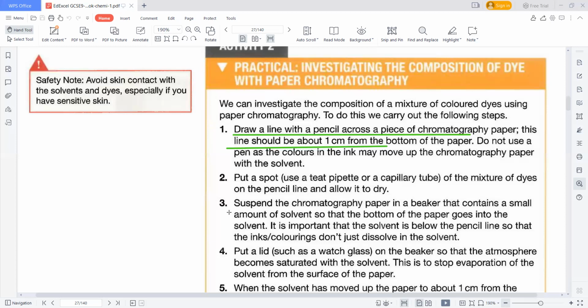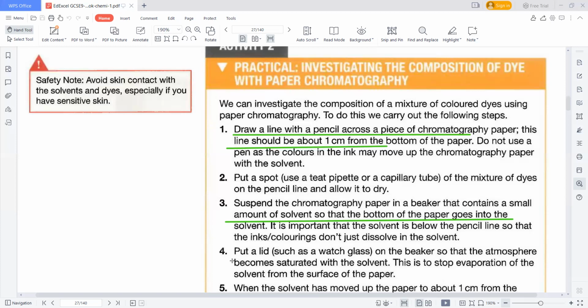Now suspend the chromatography paper in a beaker that contains a small amount of solvent, so that the bottom of the paper goes into the solvent. Why? Because the paper is going to pick up the solvent, and we are allowing the solvent to travel so that as it travels, it will carry the dyes along with it. Now, it is important that the solvent level is below the pencil line so that the ink or coloring doesn't just dissolve in the solvent. Okay, I hope it's clear now.